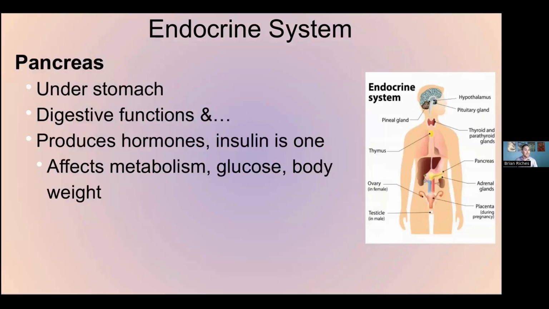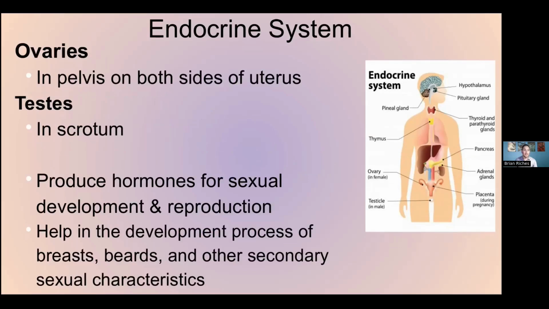The pancreas does a lot with digestion, hormones like insulin. It's relevant to the metabolism, the intestines. So the ovaries and the scrotum are both useful for sexual development and reproduction, and it also is involved in the production of secondary sexual characteristics, like during puberty. So the growth of breasts or the growth of beard hair. So these kinds of things.